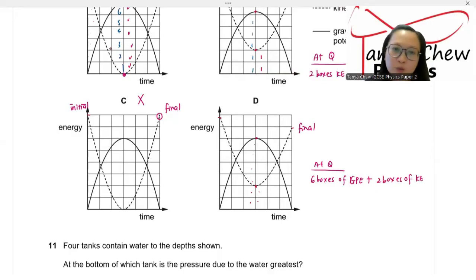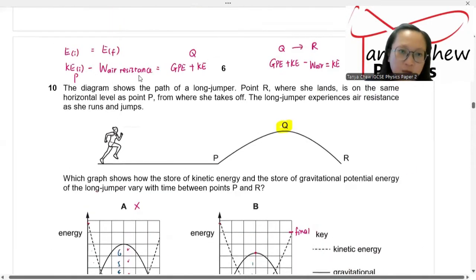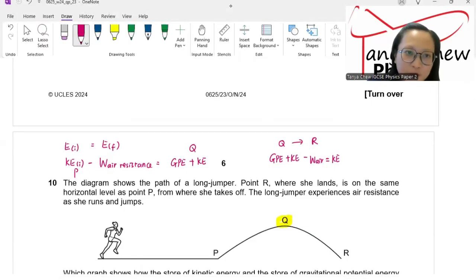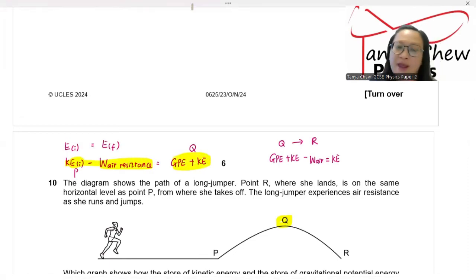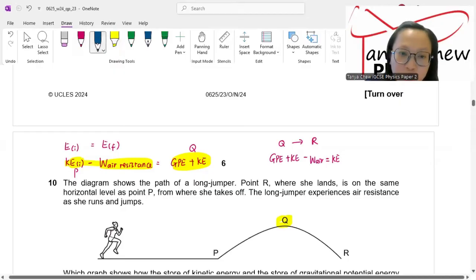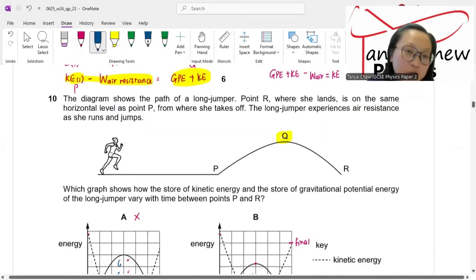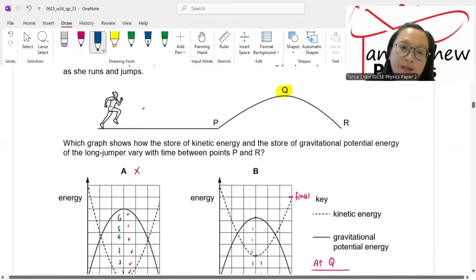Right. Since the work need to be done, right, you have to understand. Okay, look at the equation that I gave you here. Kinetic energy initial must minus the work done against air resistance. So the final energy, which is at Q, in this case, P to Q, right? So the final energy, the addition between the gravitational potential energy and the kinetic energy must be lesser than the initial kinetic energy. So the sum of these two energy must be lesser than the initial kinetic energy.